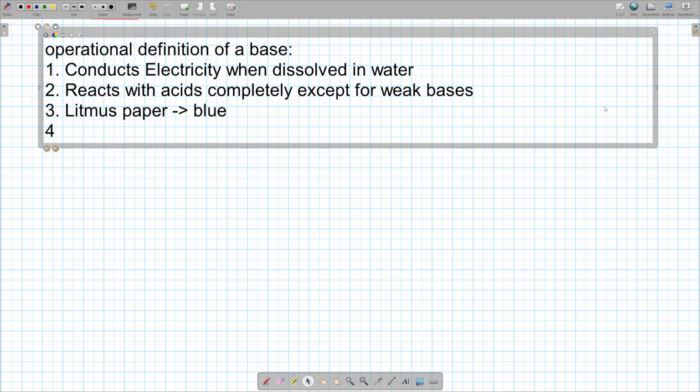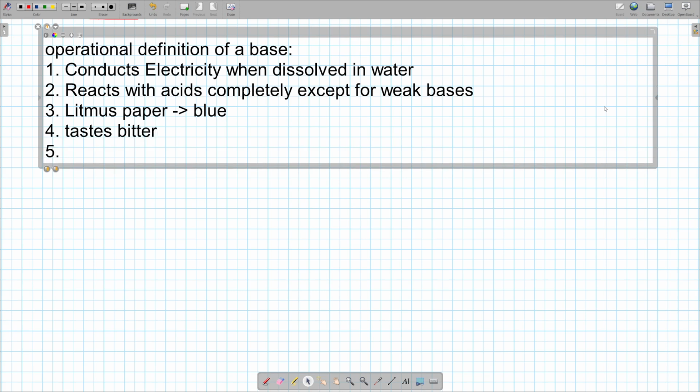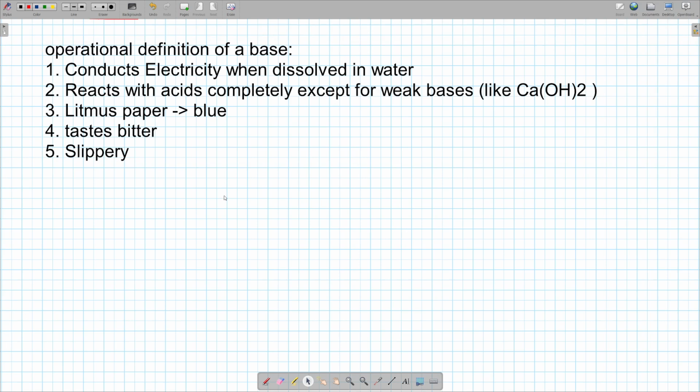Fourth, it tastes bitter. Fifth, it's slippery. Okay, weak bases, by the way, like CaOH2. Okay, this is the operational definition. Now, what do we want? The conceptual definition of a base.